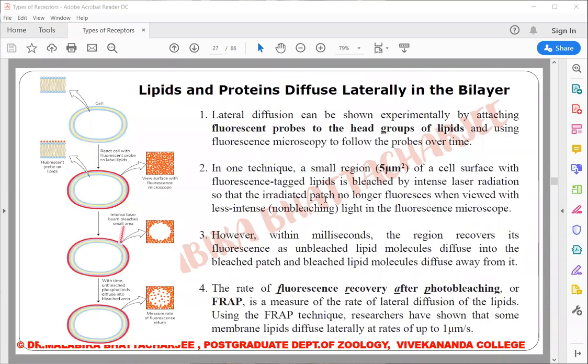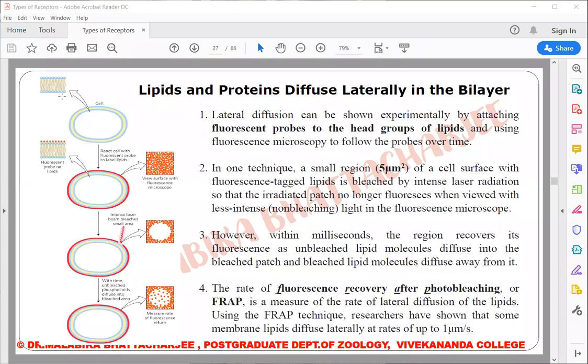Now, coming to the experiment, this is a question that comes: how would you prove that lipids and proteins diffuse in the bilayer? I have said that they move, and Singer-Nicolson also proposed that they move. That is the fluidity of the membrane. So experimentally, how was this proved? Let's look into this experiment.